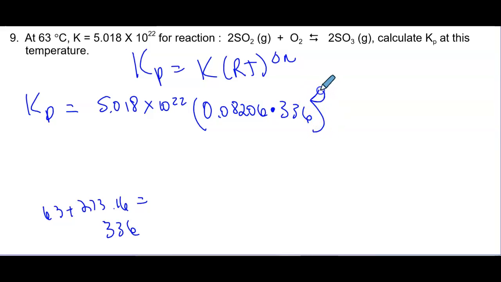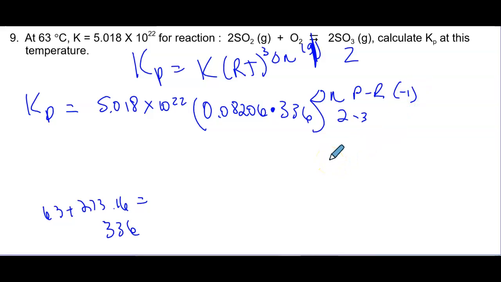Now the delta n part. Remember what that is. That is the moles of gases or aqueous. And we will assume this is a gas. This is just poorly written. So I'm going to divide this. I'm going to say there's a total 2 moles of gas on this side. And if I look at 2 plus 1, there's 3 here. Remember, this is products minus reactants. So in this case, it's going to be 2 minus 3. So this delta n will be worth a negative 1.